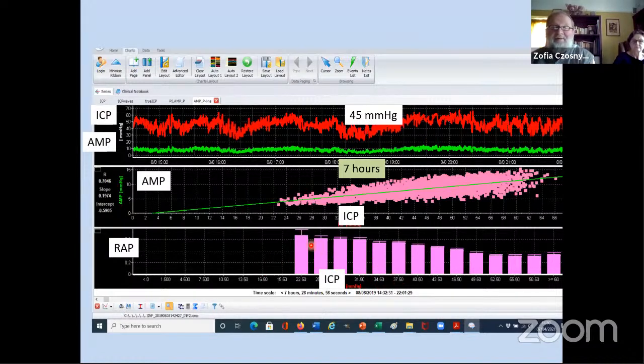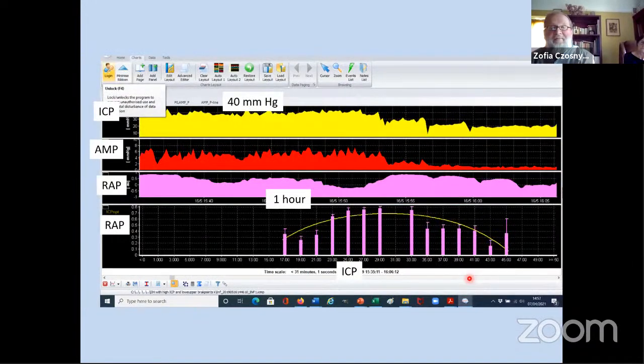When ICP is low, RAP is close to +1, and that shows poor compensatory reserve. When ICP is higher, RAP tends to go to 0 and even to negative values. And this shows that starting from this level or this level, intracranial pressure reaches or touches the critical level above which cerebral blood flow starts to be impaired.